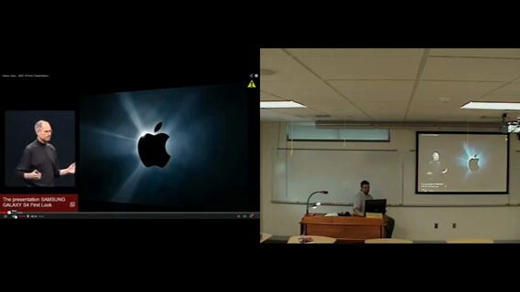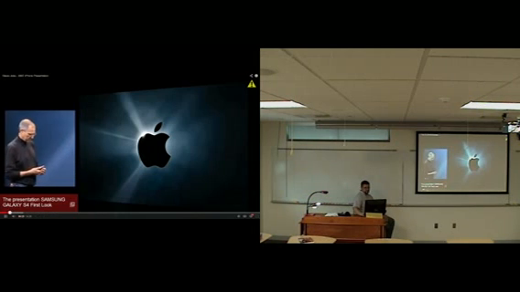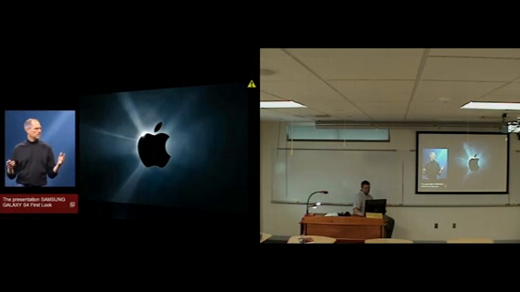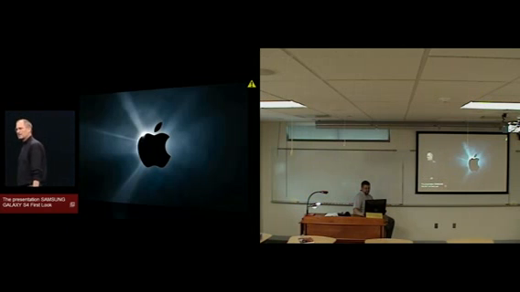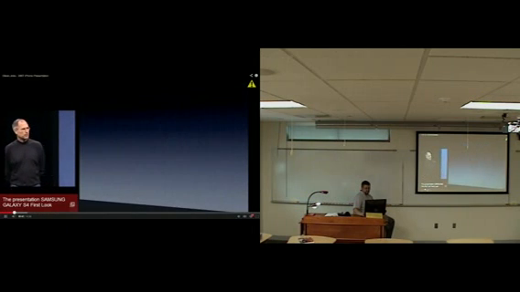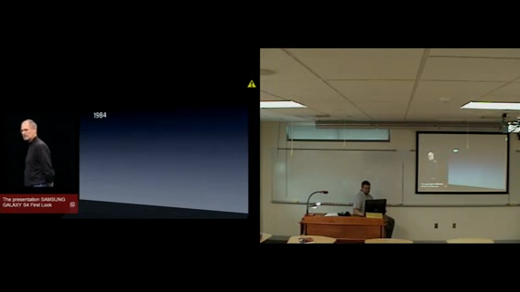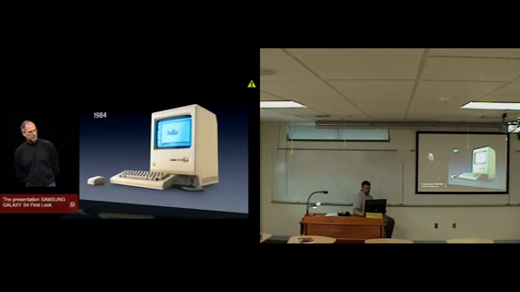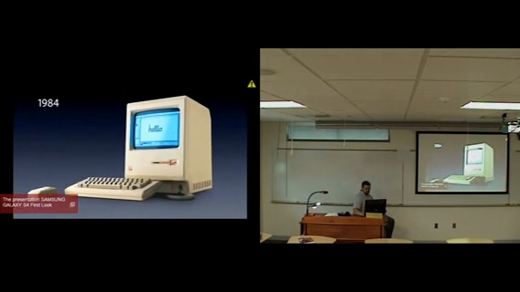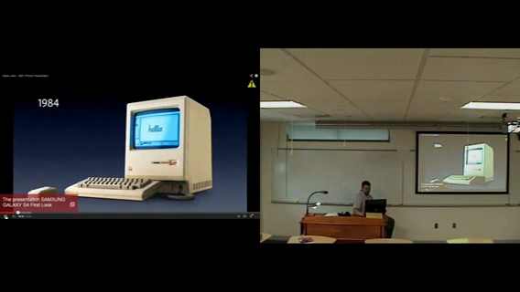Every once in a while, a revolutionary product comes along that changes everything. And Apple has been, well, first of all, one's very fortunate if you get to work on just one of these in your career. Apple's been very fortunate. It's been able to introduce a few of these into the world. In 1984, we introduced the Macintosh. It didn't just change Apple. It changed the whole computer industry.